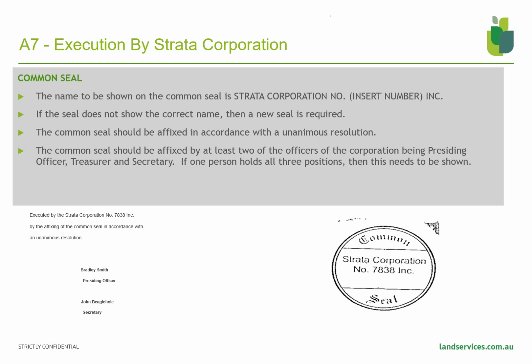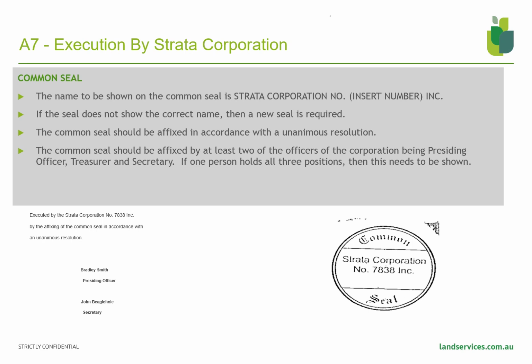As the Strata Corporation will be the applicant, they need to execute under a common seal. They are not a company, but instead an association, and are covered by the Associations Act, which requires the common seal to be affixed. The affixing of the common seal should be done by at least 2 of the 3 officers of the corporation. The officers of the corporation are the presiding officer, treasurer, and secretary. One person can hold all 3 positions, but they will need to state this in the execution. Otherwise, the document may be referred out for correction.